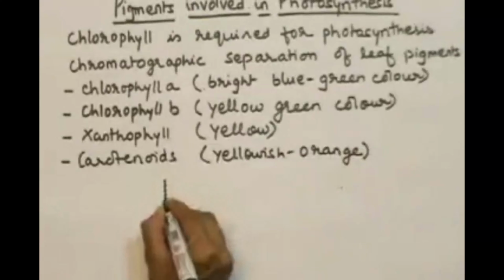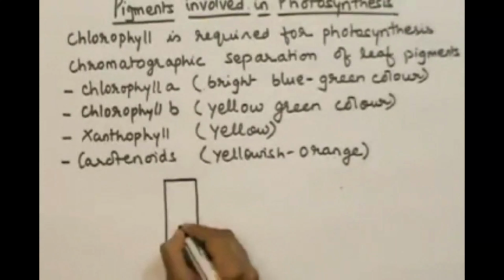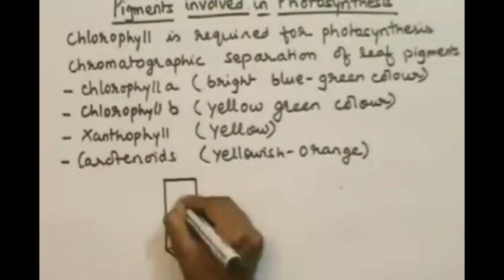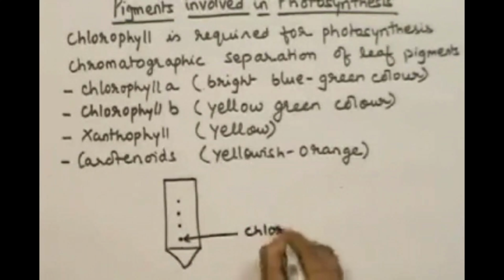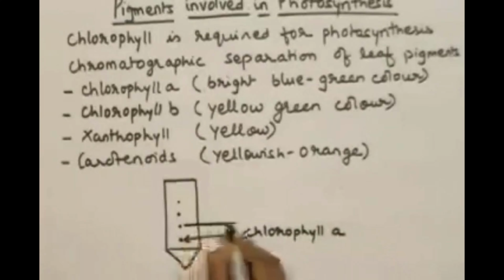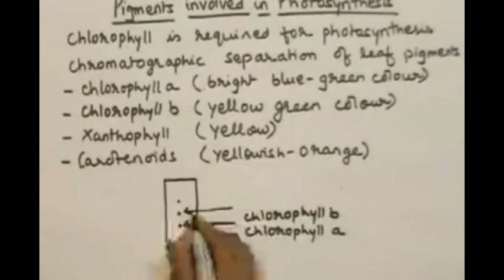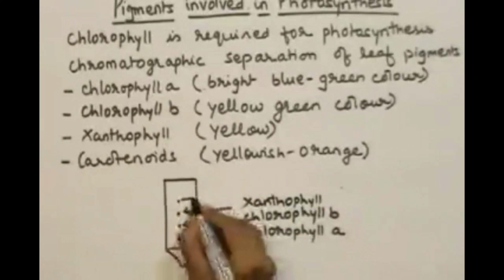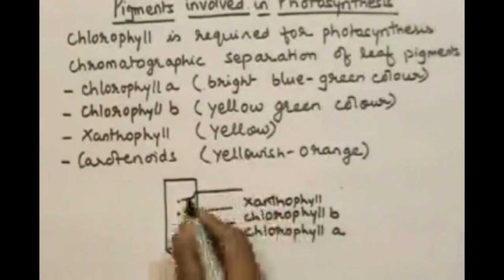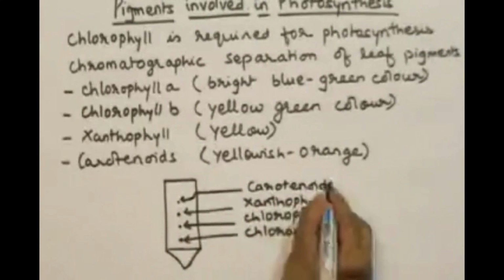So when the chromatographic separation is done on a paper, you obtain 4 pigments. The lowermost is the chlorophyll A. Next to it is chlorophyll B. Next to it is xanthophyll. And the topmost is carotenoids. Let's study the role of chlorophyll pigment today.